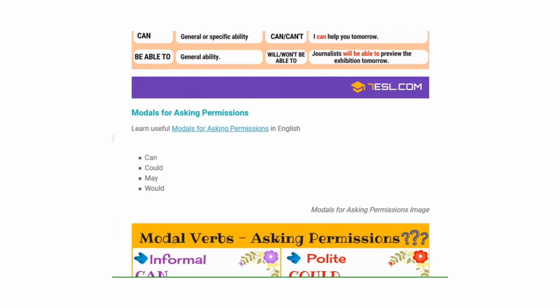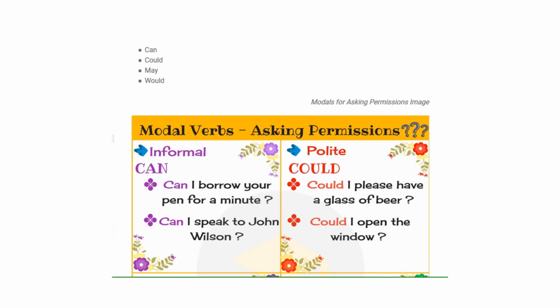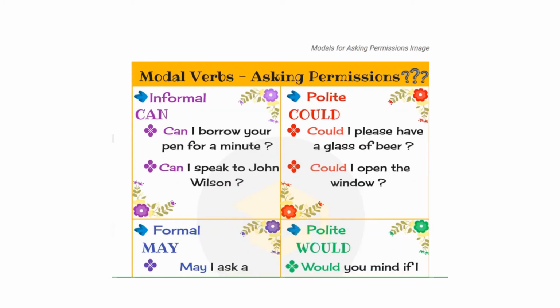Okay, so we have modals for asking permission. In English we have can, could, may, would. These are modals for asking permission. So we have informal and formal or polite.